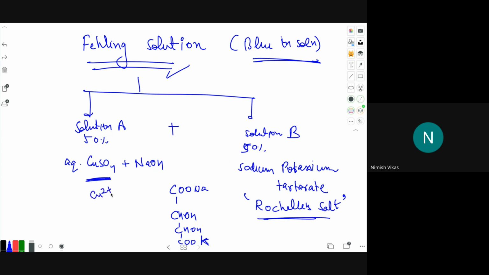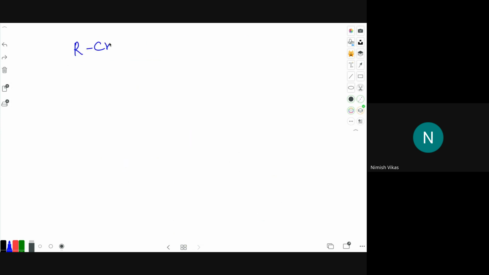We're adding Cu2+ to it, right? Because CuSO4 is Cu2+ only, right? Which is blue in color, right? So let's see what the reaction will look like. Reaction will look something like this. RCHO is there. You add 2 Cu2+, and I'm labeling it also 5OH negative.